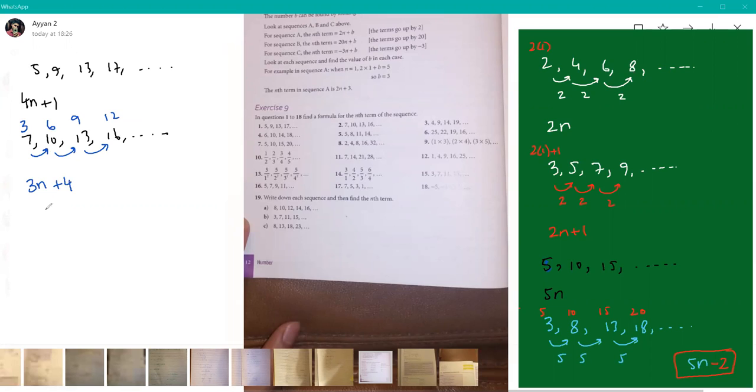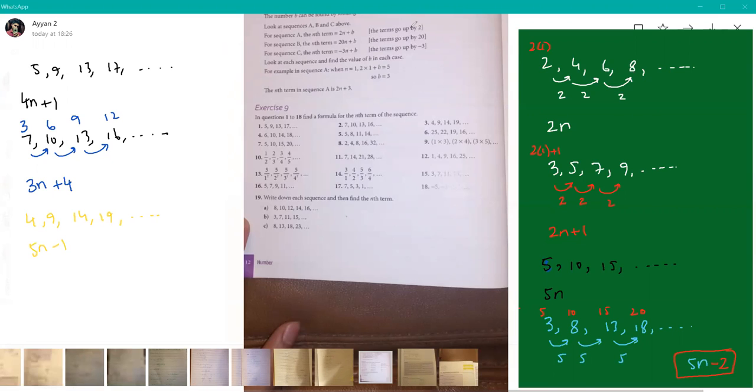Okay. Ayan, you have to tell me better about this. The next one, which is 4, 9, 14, and 19, and so on. Yes, Ayan. So 5n minus 1. Very good. So here you go. This is 5n minus 1. So you know how to write the nth term.